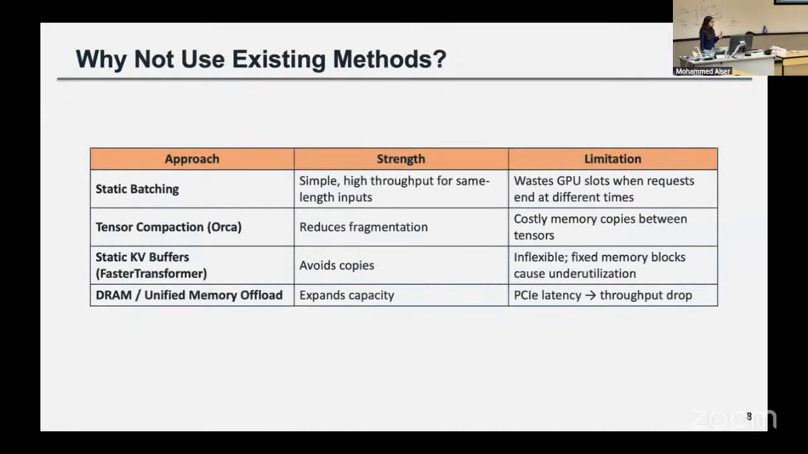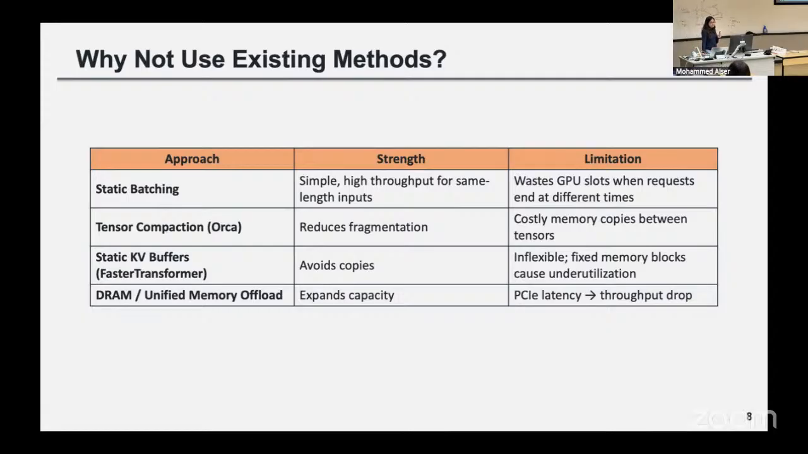Why not use existing methods? People already tried to fix this memory-bound issue, and now let's discuss what methods they have tried and what limitations those methods have. We have 4 methods here, and let's go through them one by one.